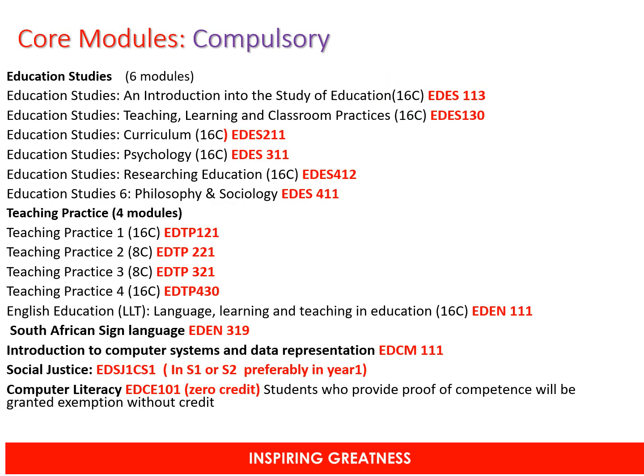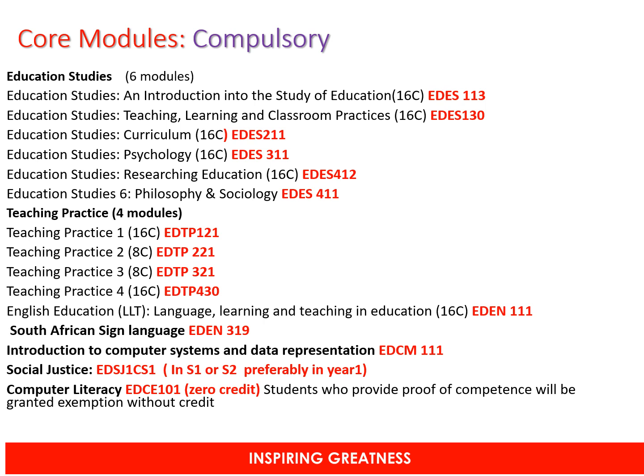In the intermediate phase program, we have certain compulsory or core modules. There are 6 education studies modules that spread across year 1 to 4, 4 teaching practice modules, 1 in each year of study, and they have to be completed consecutively. All our students are required to do language learning and teaching in education, which enables them to teach in English. The intermediate phase students also do South African Sign Language as a language of conversational communication.